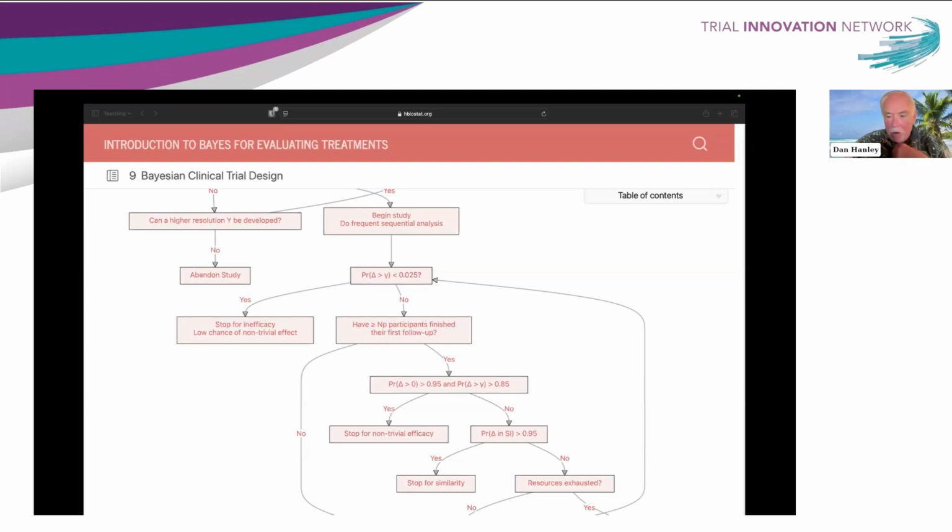Well, I have a question for Frank. What do you do with the two types of inefficacy? Just inefficacy where you don't find a difference between A and B, and then the other type where you find something is harmful. And are there ways to define degrees of inefficacy?